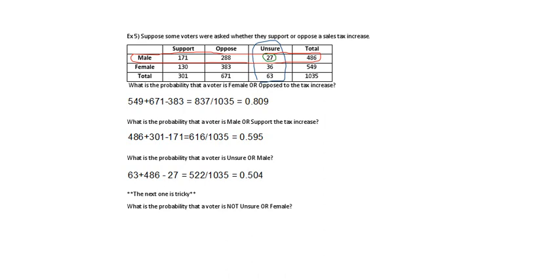All right, now this next one's tricky. What is the probability that a voter is not unsure or female? Well, first of all, before we can do that, I have to explain what not unsure even means. All right, well, if someone is not unsure, then that means they either support or oppose. So the question is really support or oppose or female.